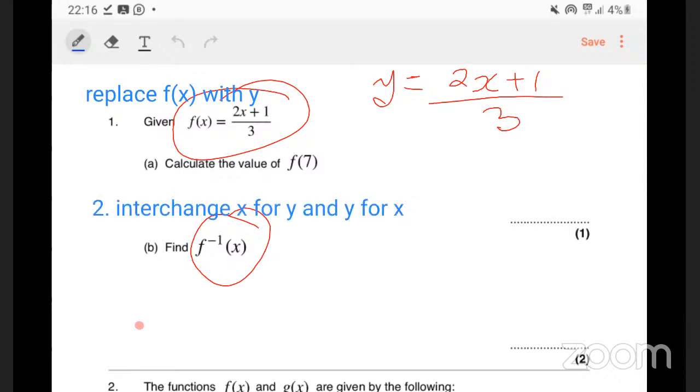So we're going to interchange x for y and y for x, which means that where I have y, I'm going to put x, and where I have x, I'm going to put y. I have y first, so I'm going to write that as x equal, 2y plus 1 divided by 3. The next step, which is the second to last step, is to make y the subject of the equation or of the function. Step 3, make y the subject.